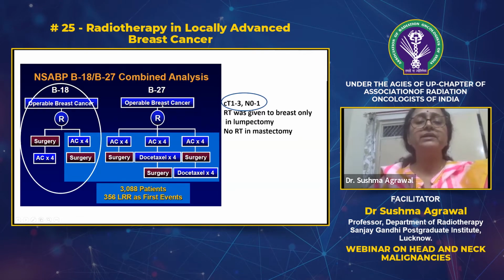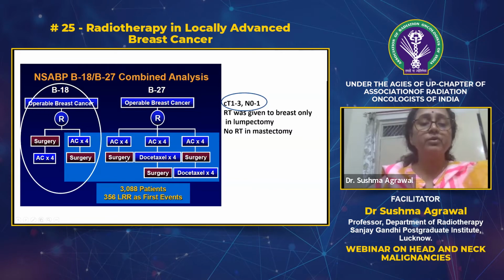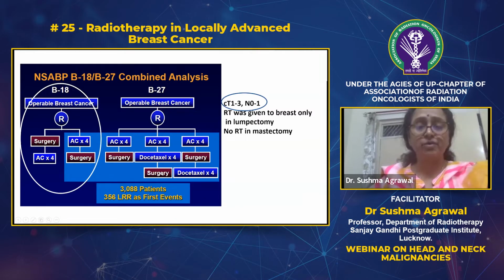And subsequently, they intensified the chemotherapy in B27. And mind you, they were all T1 to 3 and N0 to 1. They were operable. So what did they do? The first arm was standard, that is AC into 4 followed by surgery as seen in B18. The second was they added docetaxel and then followed them with surgery. And the third was upfront chemo and post-op chemo. So a total of 3,000 patients were there.